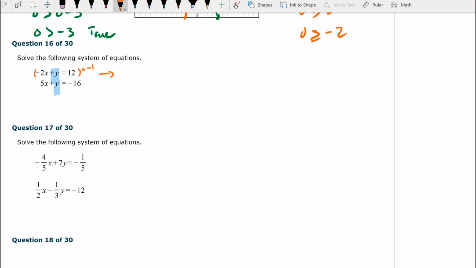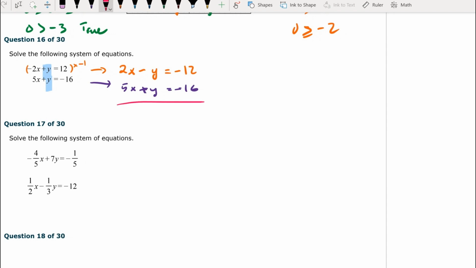So negative 2x times negative 1 is 2x. Y times negative 1 is negative y. And 12 times negative 1 is negative 12. Then we bring over the second equation, 5x plus y equal to negative 16. Now when we add the two equations, negative y and positive y cancel each other out. 2x plus 5x is 7x equal to negative 28. Then we divide by 7 on both sides. X equal to negative 4. Right? 4 times 7 is 28.